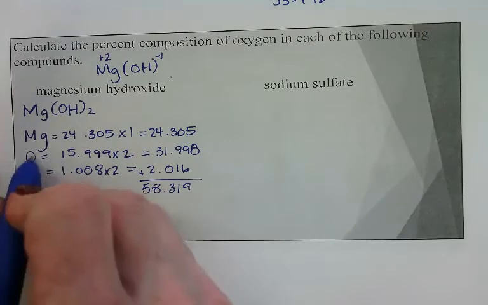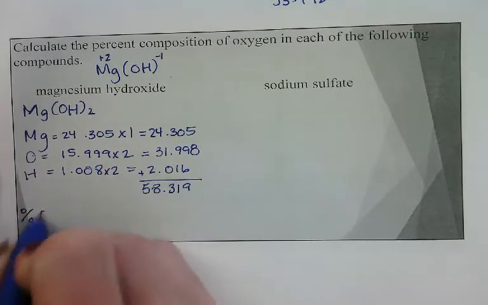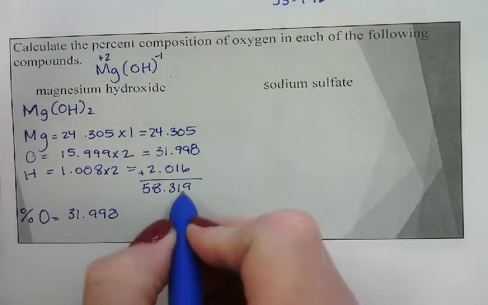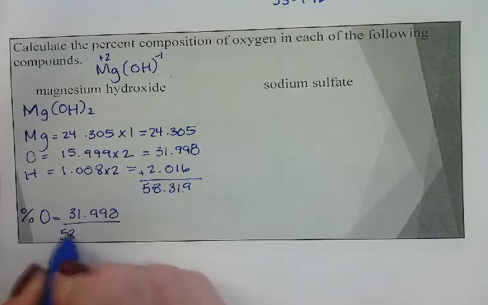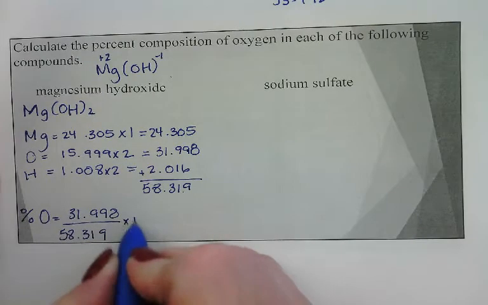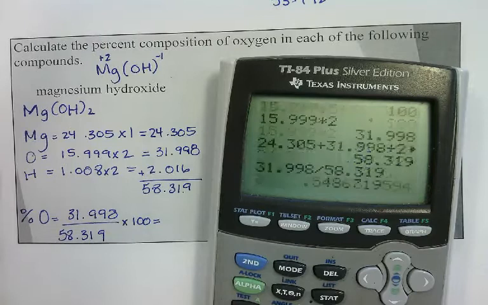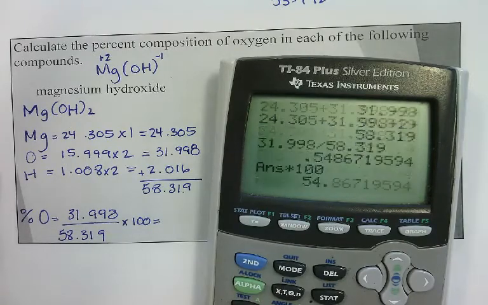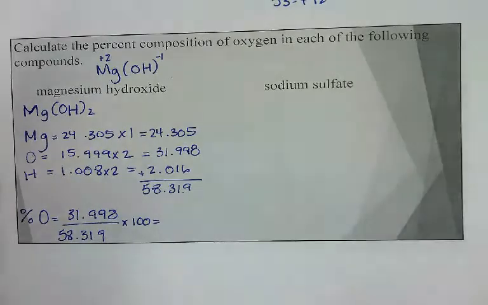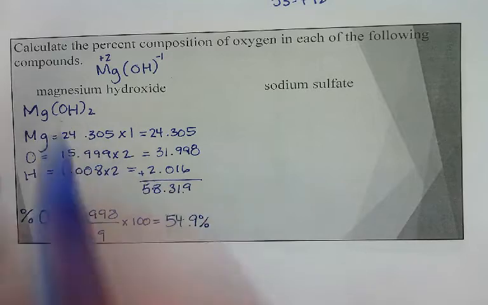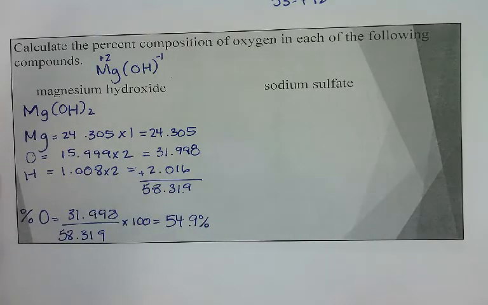58.319. Okay, so we only want oxygen, so the percent of oxygen is 31.998. That's the part, divided by the whole thing, 58.319 times 100. So let's see, 54.9%. 54.9% of magnesium hydroxide is oxygen. Okay, so let's keep going.